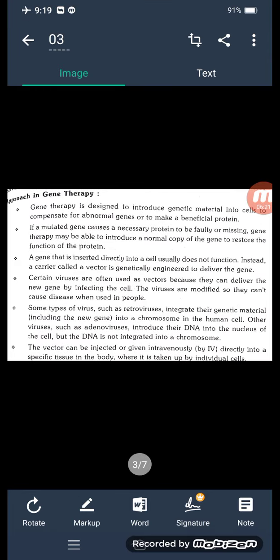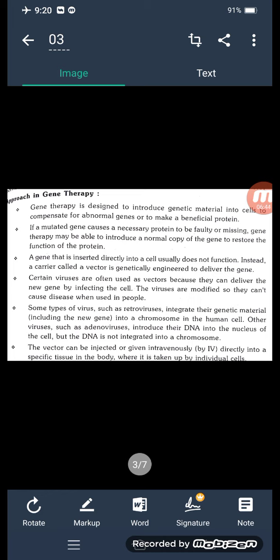The next topic is approaches in gene therapy. What are the different types of approaches? The first is that gene therapy is designed to introduce genetic material into the cell to compensate for abnormal genes and make a beneficial protein. So how do we treat a disease? Simply, gene therapy is designed by introducing genetic material.